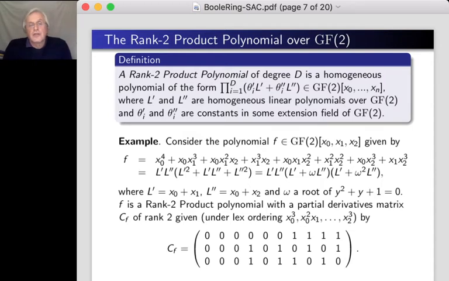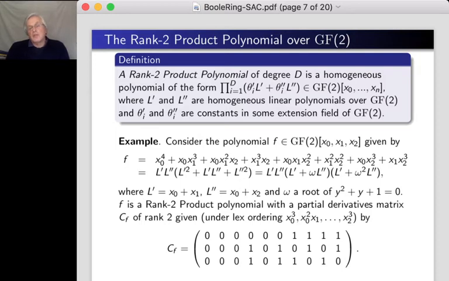Okay, so over GF2, this is the definition of a rank 2 product polynomial. It's a homogeneous polynomial of degree d of the form the product of theta_i' L' plus theta_i'' L'', where L' and L'' are homogeneous linear polynomials over GF2, and theta_i' and theta_i'' are constants in some extension field of GF2.